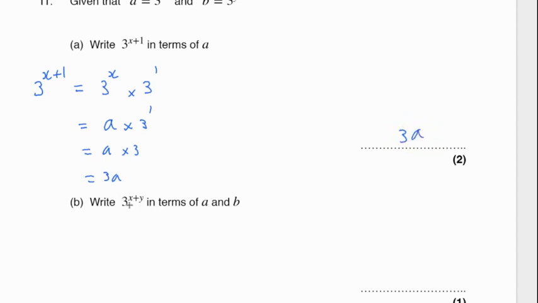Next, we've got 3 to the power of x plus y in terms of a and b. Well, again, using the same addition rule, 3 to the power of x plus y is equal to 3 to the power of x multiplied by 3 to the power of y. 3 to the power of x was equal to a. 3 to the power of y was equal to b, so that is just equal to ab.